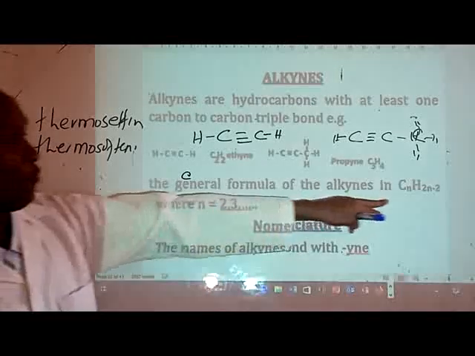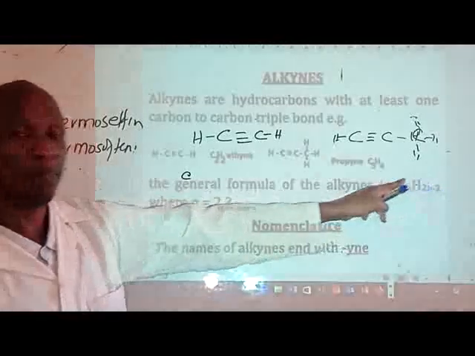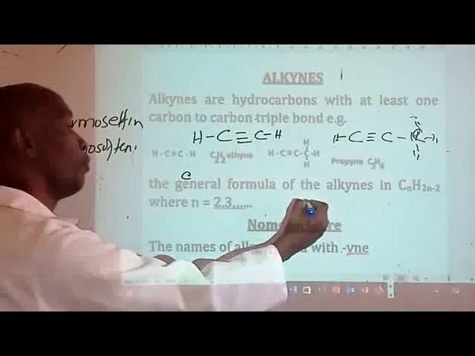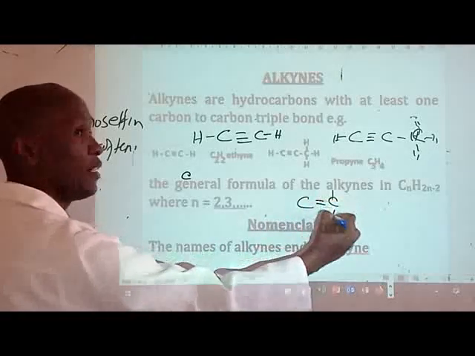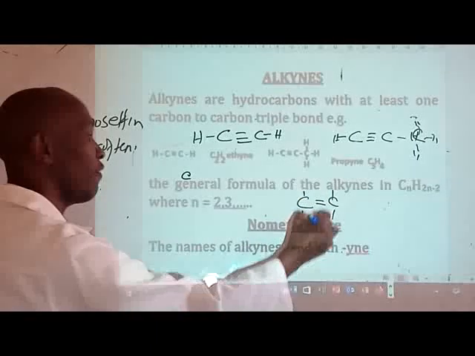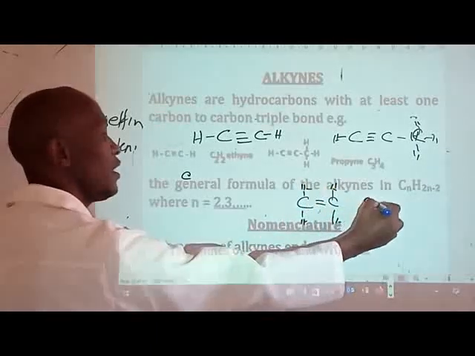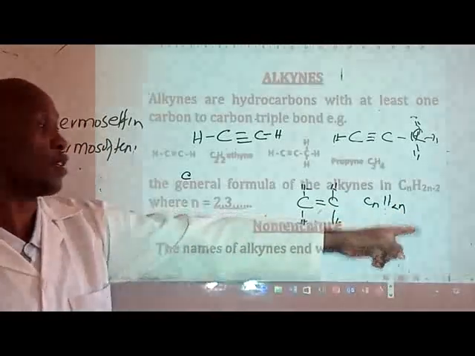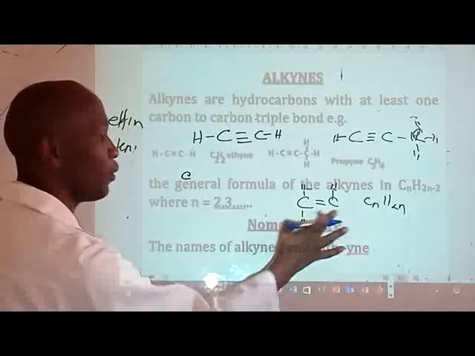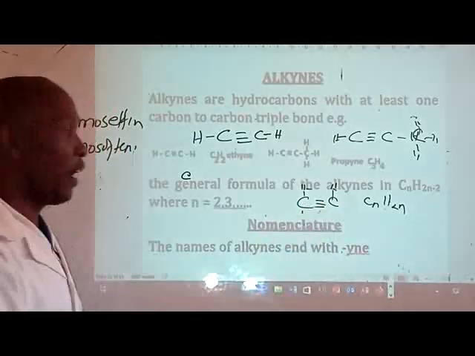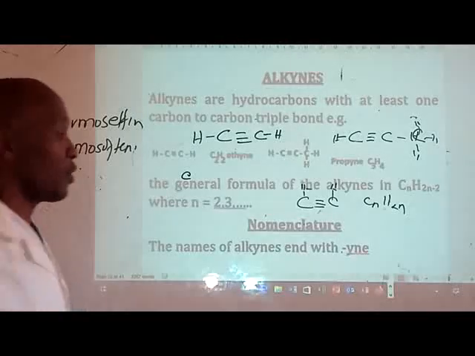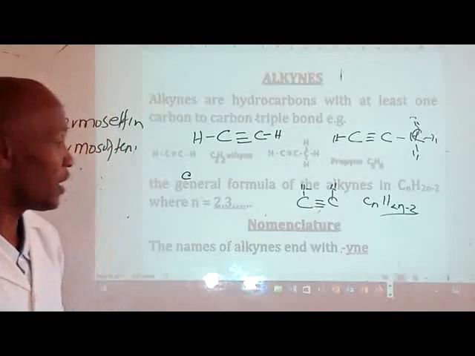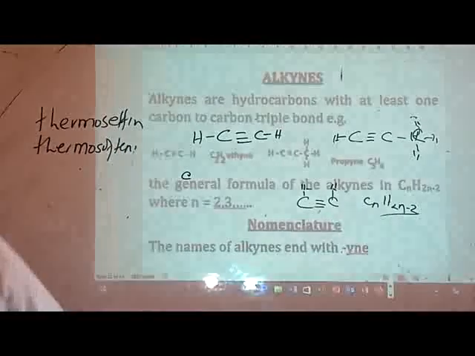So the general formula of the alkynes will be CnH2n minus 2. Remember, if you already have a double bond, that is CnH2n. That's what we said after we subtracted 2 from the CnH2n. Now to form a triple bond, you must remove those electrons so that the carbon can still retain its 4 electrons. So you need to subtract 2 electrons from there. So the general formula of the alkynes will be CnH2n minus 2.